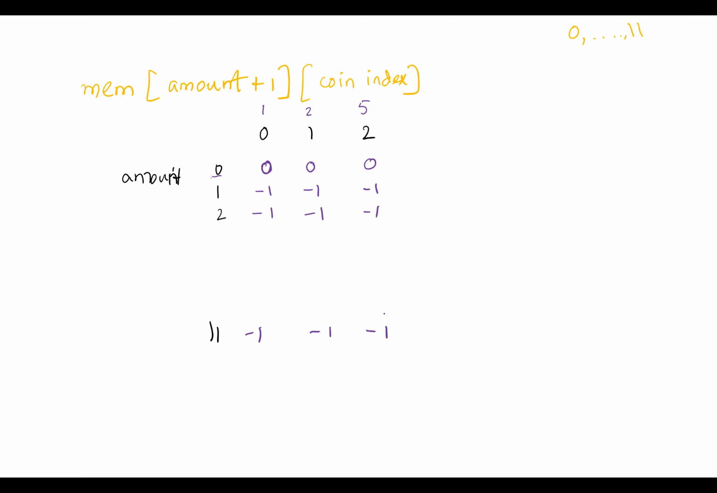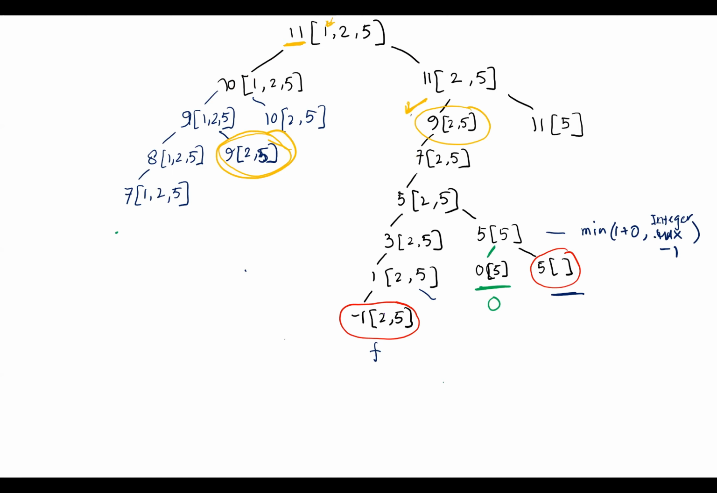Okay, so let's see here. You can see 0 is being returned here, right? This one returns integer dot max. So this part returns this, right? Okay. So this one is actually going to be memory of amount remaining is 5, and the index where the coin starts is 2, right? So that is going to be 1. That comes from here, right?